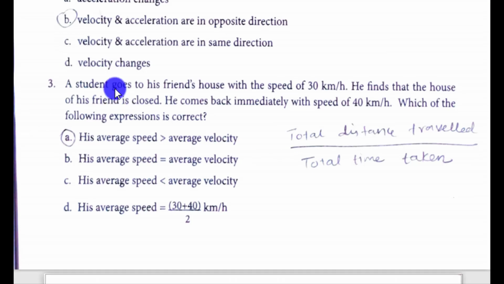And a student goes to his friend's house with a speed of 30 km per hour. He finds the house of his friend is closed. He comes back immediately with a speed of 40 km per hour. Then which of the following expressions is correct? His average speed is greater than average velocity.